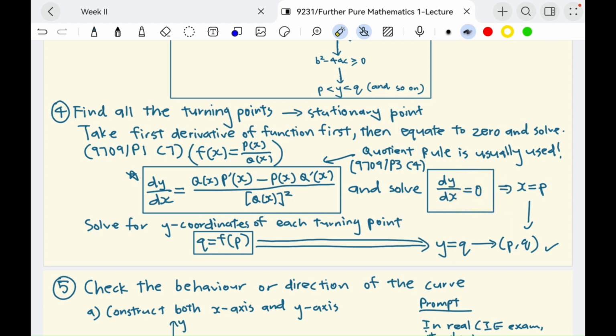Okay? Then solve for x = p, where p is the critical value of x, the x coordinate of the stationary point. And then you substitute x = p, or multiple critical values of x, into the original rational function to get the y values. Hence your stationary point or points have been obtained for the turning points of the rational function. Okay?